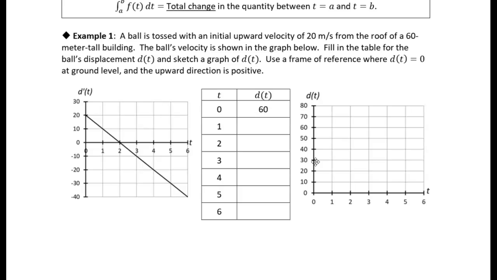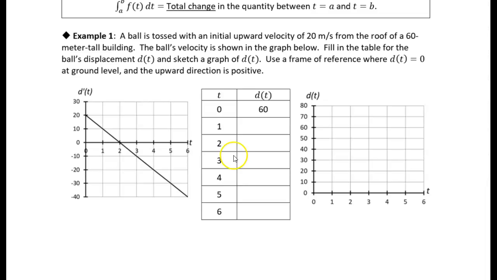Okay, so we have the graph of velocity, which is denoted as d prime, right? So the derivative of the displacement is the velocity. So rather than having v of t, we've got d prime of t. Same thing. It's the velocity. So this is the graph of the velocity. And it says fill in the table for the ball's displacement, d of t, and sketch the graph of d of t. And use the frame of reference where d of t is 0 at ground level and upward direction is positive. All right.